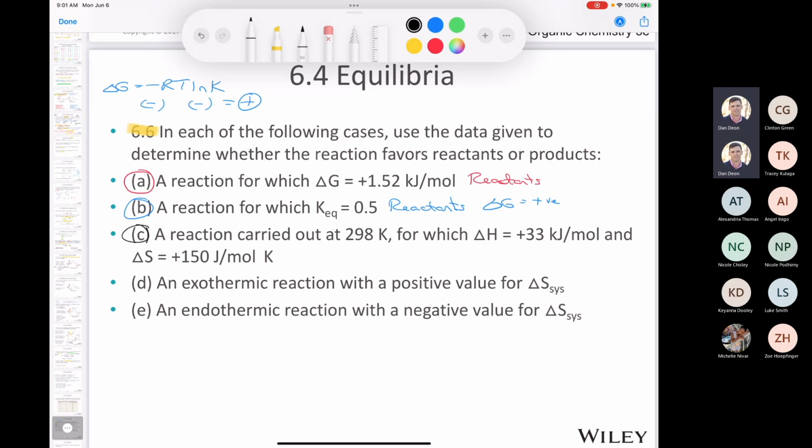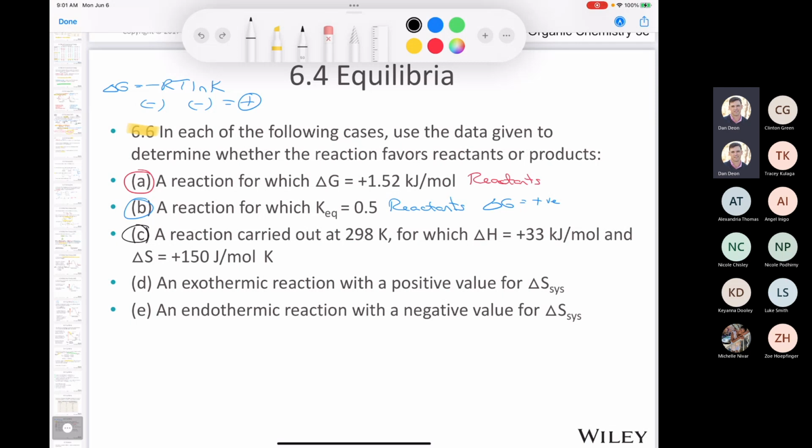A reaction carried out at 298 Kelvin, so that's 25 degrees Celsius, for which the delta H is positive 33 kilojoules per mole, and delta S is 150 joules per mole Kelvin. Well, joules and kilojoules aren't going to work together, so we have to either convert the kilojoules to joules or the joules to kilojoules. I'm going to convert the positive 33 kilojoules into joules. Does anybody know how many joules are in 1 kilojoule? It's not a trick question. How many joules in 1 kilojoule? What's the kilo mean? Yeah, thanks, Kiana. Exactly. Zoe, everybody, Clinton, you got it all right.